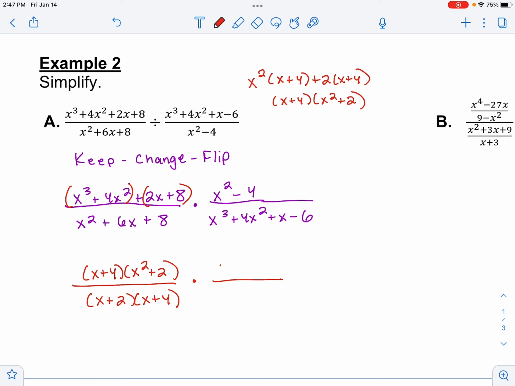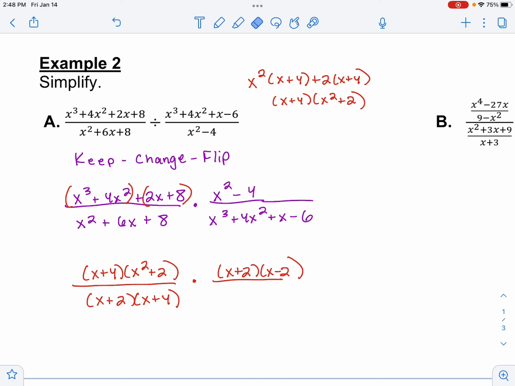And then this is difference of squares, x plus 2 times x minus 2. Okay, and then if you try to factor by grouping here, the problem is that this is not going to be factorable by grouping. You're going to get x squared times x plus 4, and then an x minus 6. Okay, so that doesn't mean that there aren't any factors. It just means that grouping is not going to work.